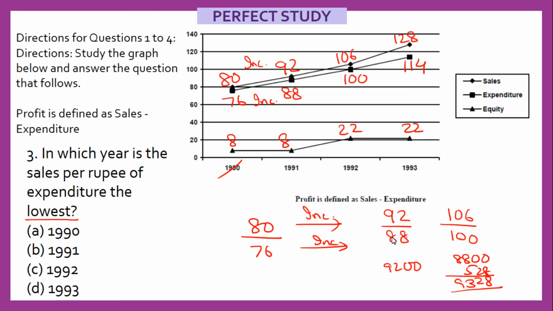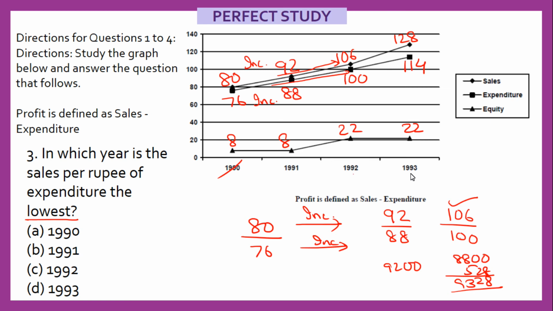You can see it was quite close actually. So this value is more, that means this is greater. So 92 by 88 is smaller. We can also see from the graph here, you can see the expenditure line is moving in a linear way, but there is a slight change in angle in the sales line. Now why have I done calculation here? Because this difference is very minimal. It's a very minor difference, so it was better to verify the value.